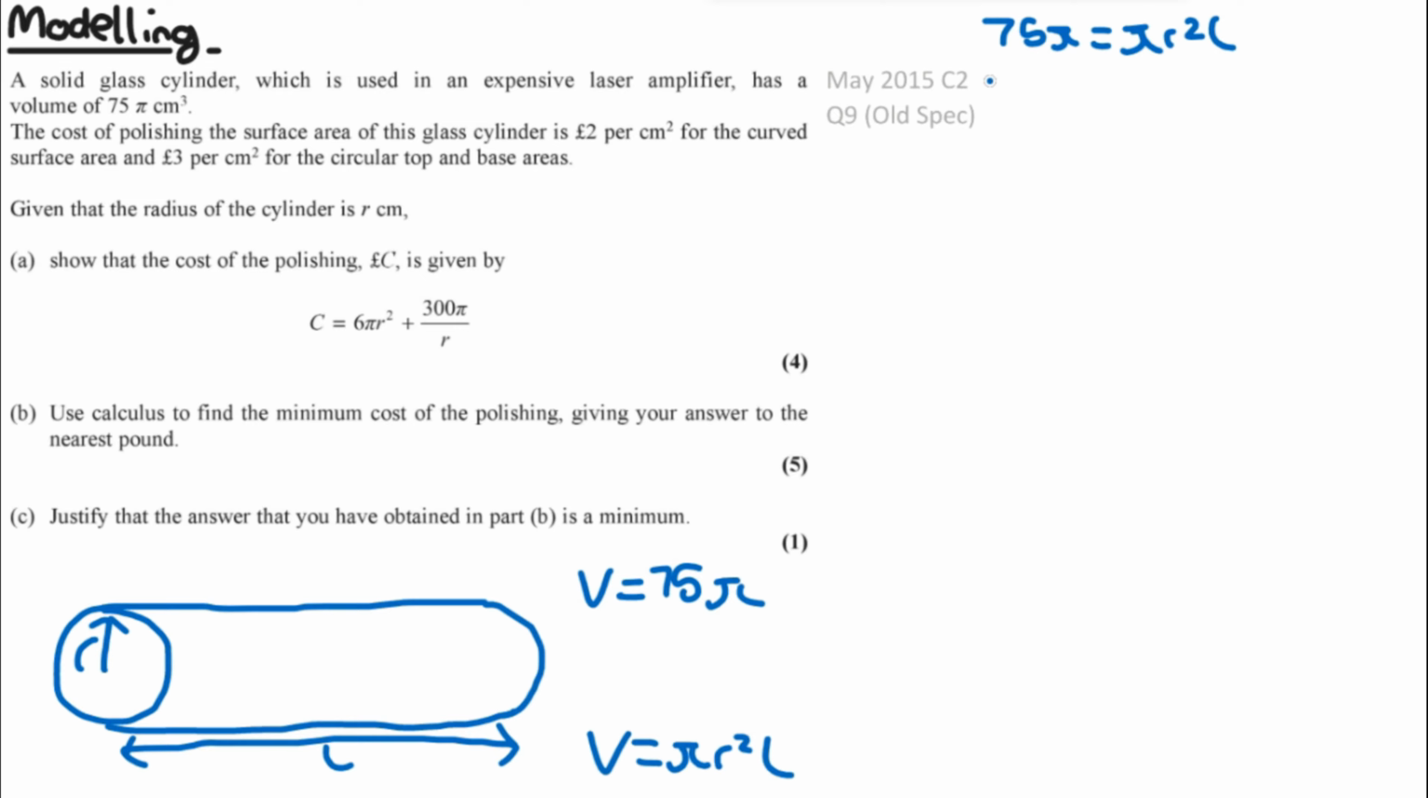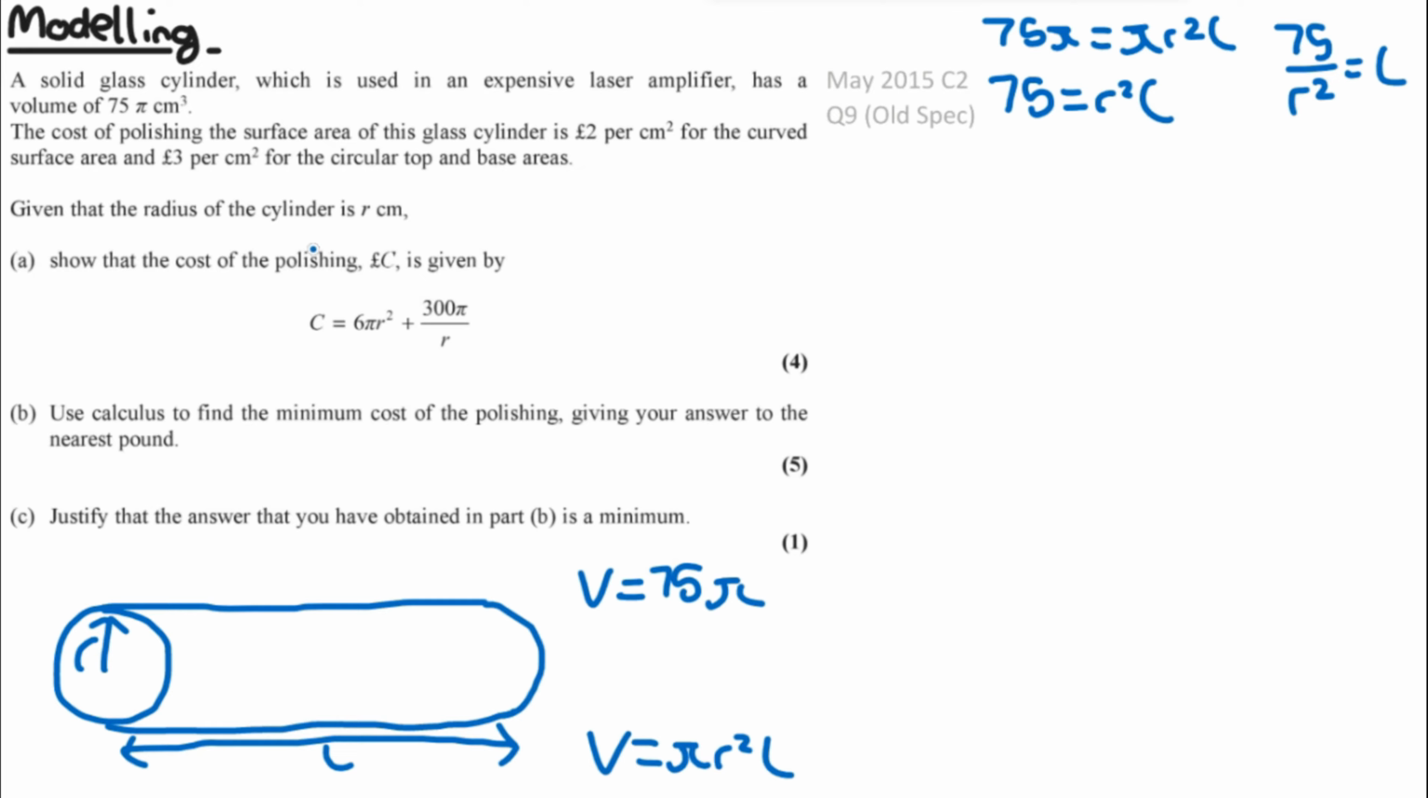So let's do that. Let's divide both sides by pi. Let's do 75 is equal to r squared L. Divide both sides by r squared to get 75 divided by r squared is equal to L. And we can sub this in later on for values of L in order to get the cost just in terms of R, and hopefully this will give the equation here.